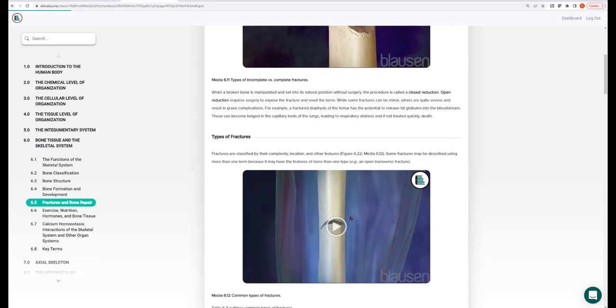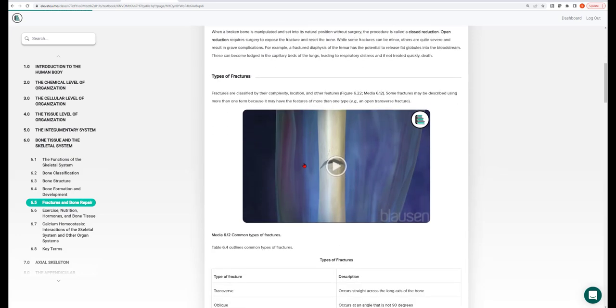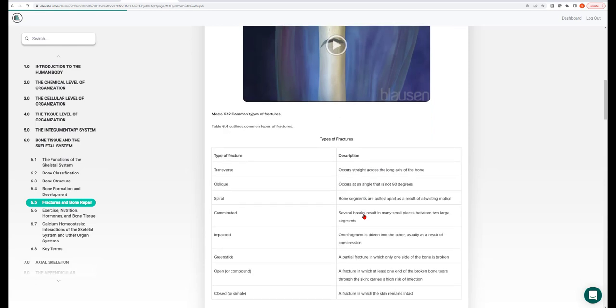Let's go through a few common types of fractures. Here's a great video on this. And here is a list of common fractures. This is by no means an exhaustive list, but this is a list that will make sense. Let me start at the bottom.